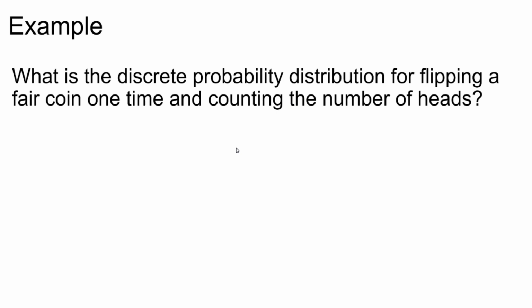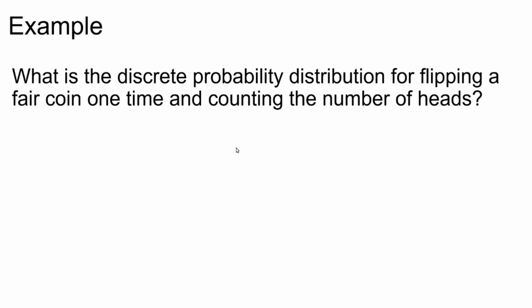How about if we look at the discrete probability distribution for flipping a fair coin one time and counting the number of heads? Right now, if I had everybody watching this video, all 14 of you, each flip a coin one time and report back how many heads you got, that's x equals the number of heads. Everybody would have to report back either 0 or 1. And then what probabilities are associated with those?